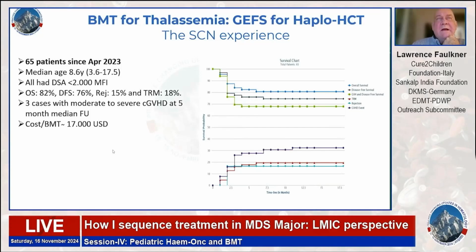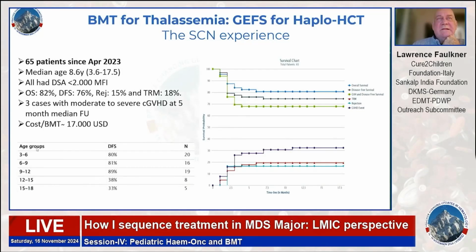But you can see that, first of all, the age had a significant impact. Of course, numbers are small, but patients older than 12 did seem to be doing less well than patients younger than 12. So younger patients may be better candidates, of course, as we know, for haploidentical transplantation. The other thing that I wanted to point out is that there are 3 cases in 65 with moderate to severe graft versus host disease at 5-month median follow-up. So we may have more graft versus host disease. You cannot tell right now, the follow-up is short. But the cost for a haploidentical transplant, of course, all done with post-transplant cyclophosphamide, was around $17,000.